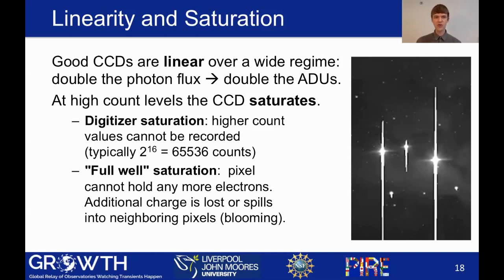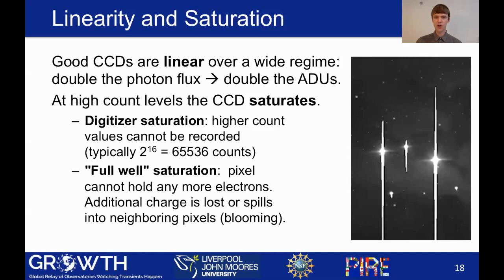There are two versions of saturation. The one that is usually encountered first is digitizer saturation. And this describes what happens when the number of electrons being sent to the amplifier and then onto the detector is above the value that can actually be recorded by the system. This usually occurs at this binary value of 2 to the 16th power, or 65,536, where if you have more than that number of ADUs, the value will be recorded as this maximum value and not the true higher value that is the real amount of signal that is being recorded.